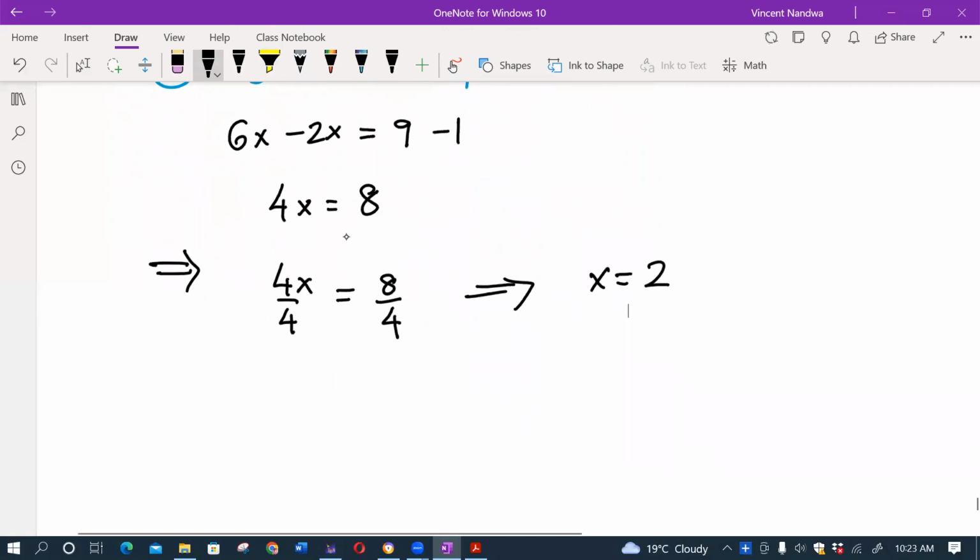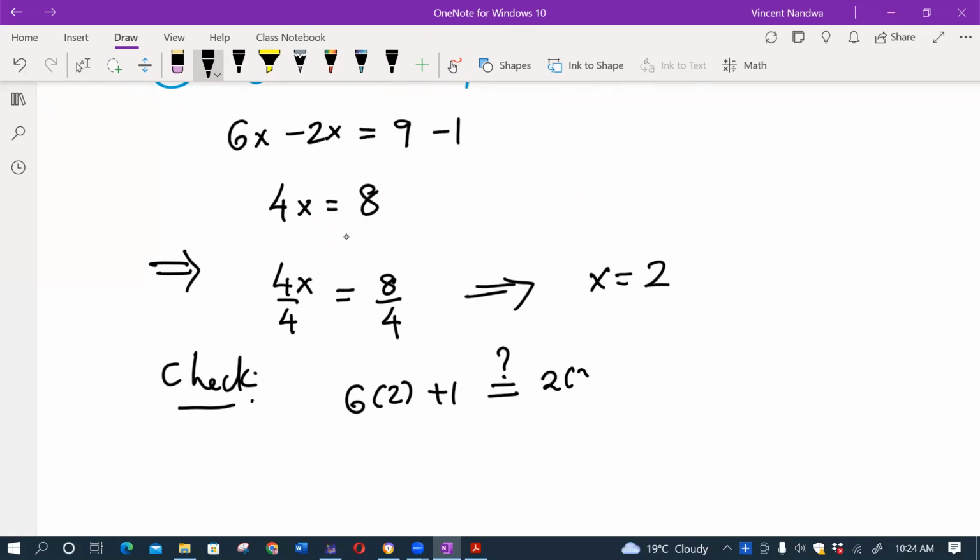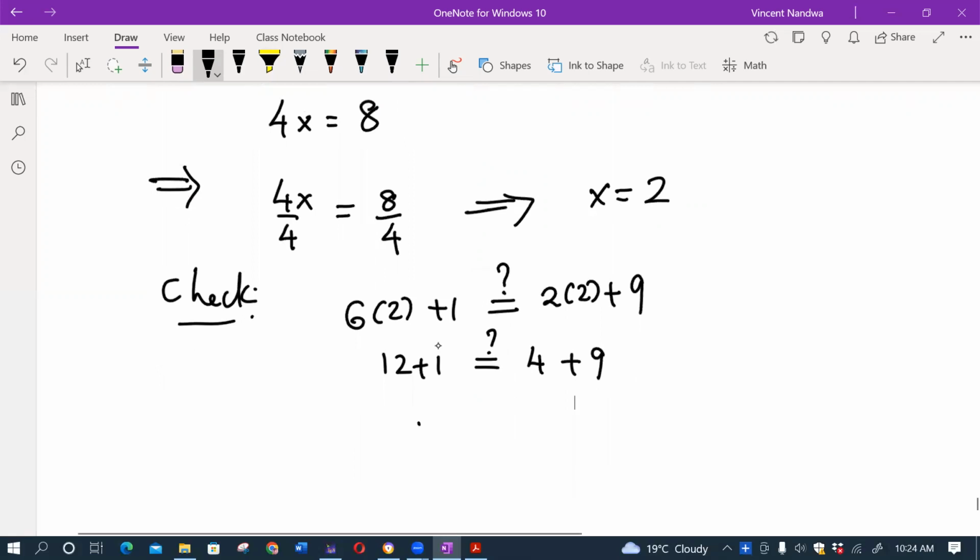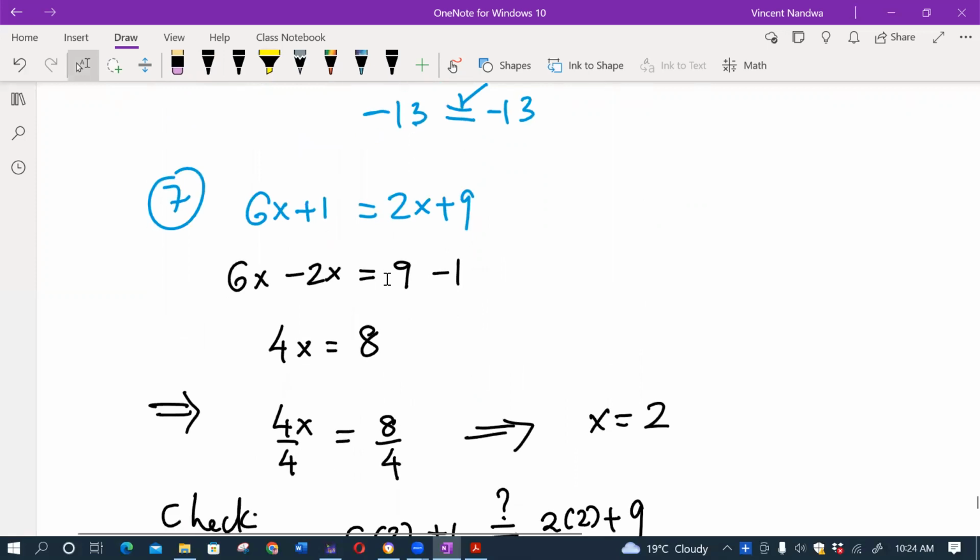So we can confirm that by saying we check. The left-hand side was 6x plus 1, so 6 times 2 plus 1. We check whether it's the same as 2x plus 9. 6 by 2 is 12 plus 1. We check whether it's the same as 4 plus 9. And you see 12 plus 1 is 13. 4 plus 9 is also 13. So therefore, the value x equals 2 is the solution.